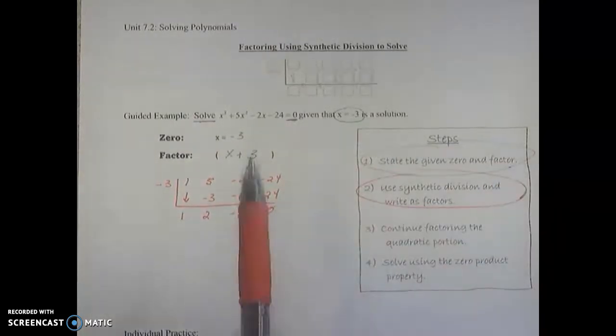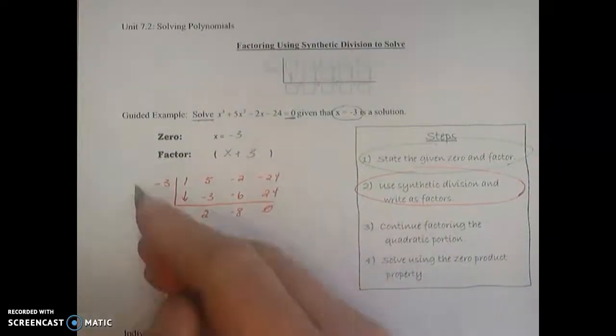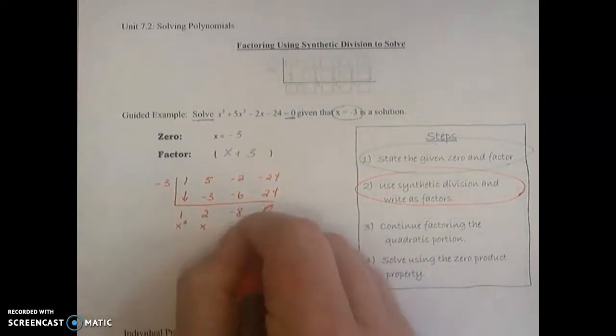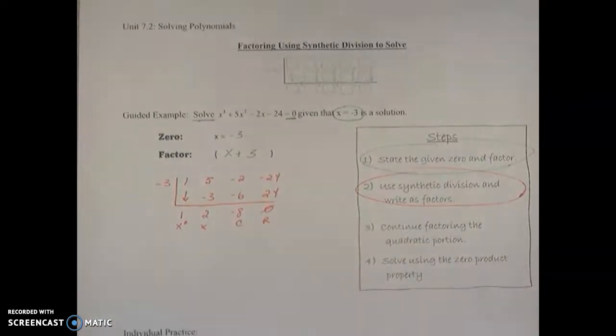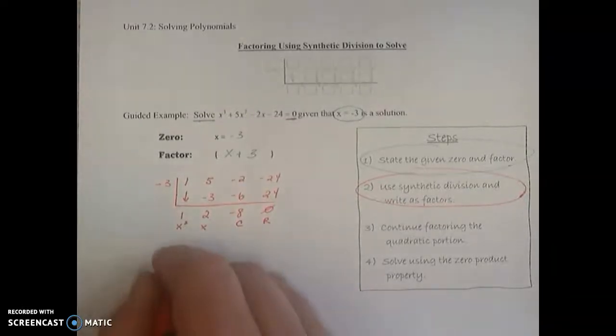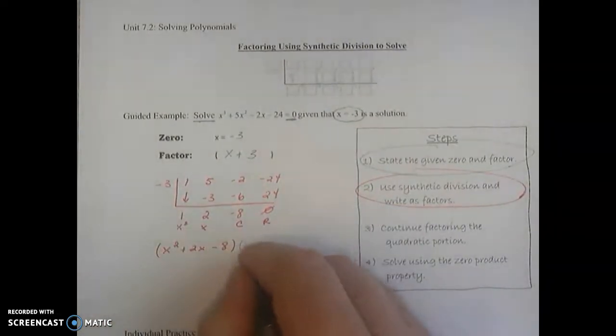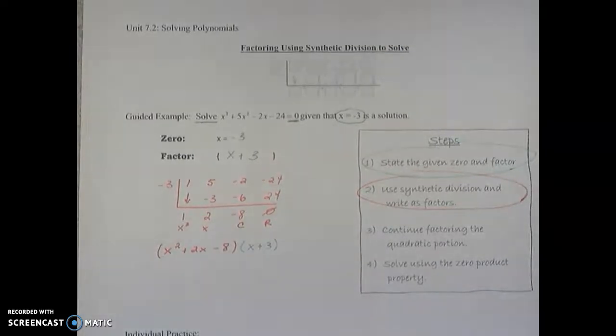The highest exponent we saw in the initial function, x to the third, we take 1 away. This is going to be our x squareds, our x's and our constants. This would be our remainder, and there shouldn't be one. Which means the factor that comes from this, or the result, would be 1x squared plus 2x minus 8, and that's going to join with the factor that we already knew from the given information.